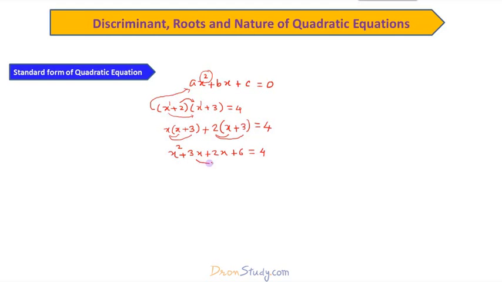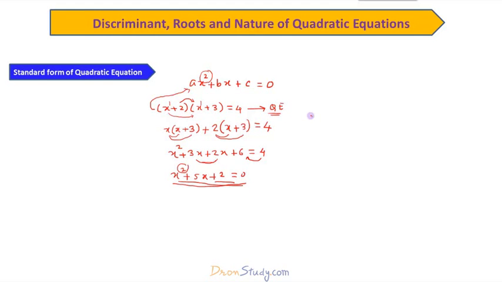Now here 3x and 2x are like terms, add them together, so it will be x square plus 5x. Now if you take 4 to this side, it will be minus 4, and 6 minus 4 will be plus 2, which is equal to 0. So this is the standard form of the quadratic equation. And now see what is the highest power. Here the highest power is 2. So the given equation is a quadratic equation.